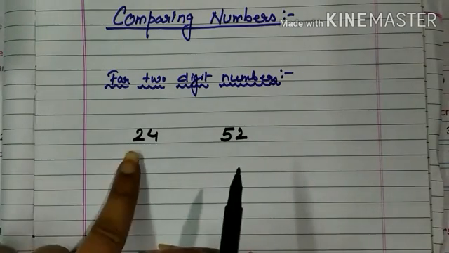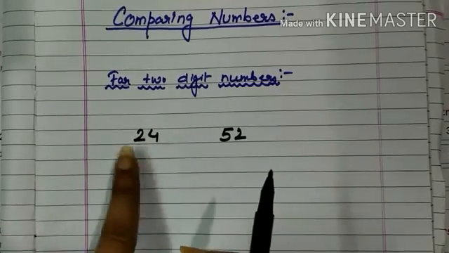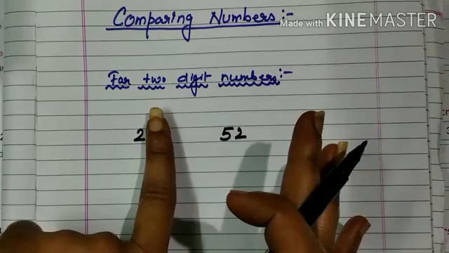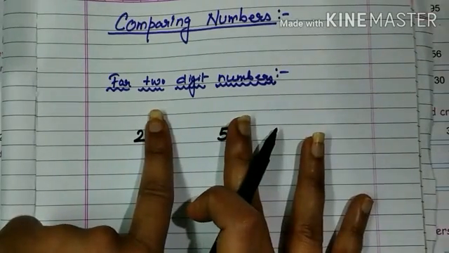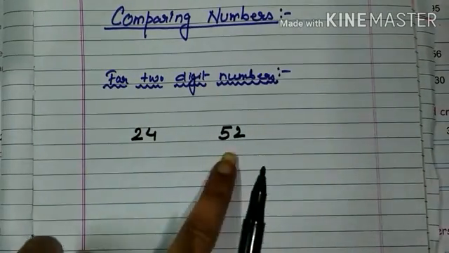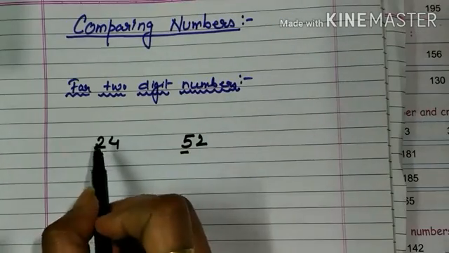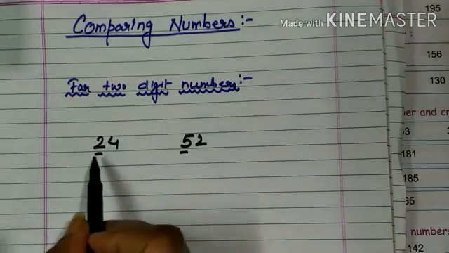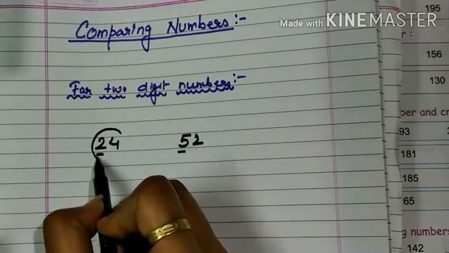See the tens digit, the left side digit. Don't see the ones digit. Only see the tens digit. 2 is smaller than 5, so 24 is smaller than 52.